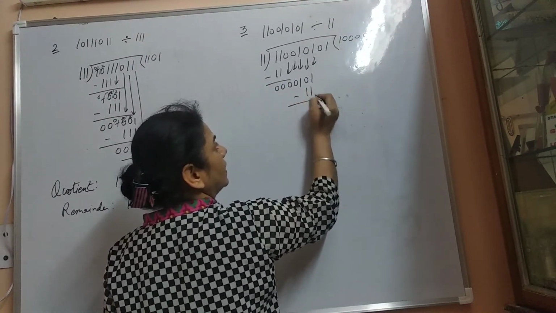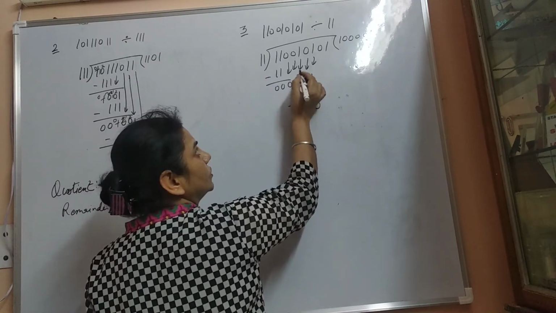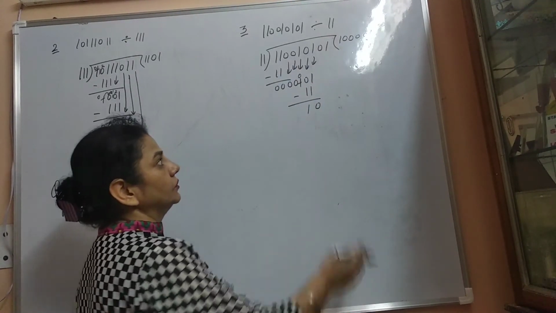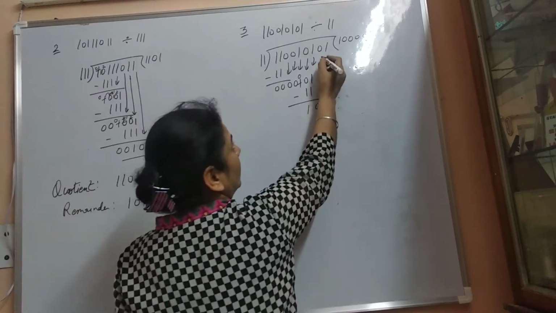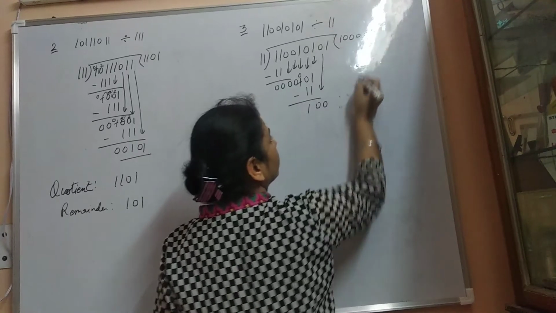1 1. Subtract: 1 minus 1 is 0. 0 minus 1 is 1 when we borrow from the next left column. So this becomes 10. So now I take 0 down. Then again it goes with 1 1.